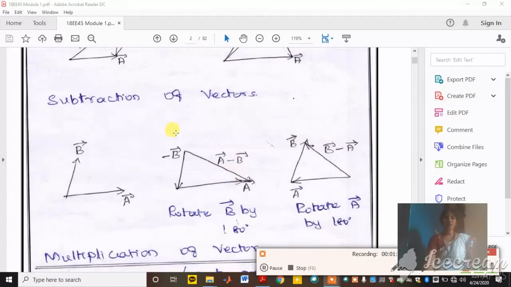The next one is the subtraction of vectors. For example, if this is your A vector and this is your B vector, and you want to solve A vector minus B vector, here the minus sign is for your B vector. This is the normal B vector. If a minus sign is there, it is just 180 degrees out of phase, so the arrow mark has to be shown below. Then A minus B is this one.